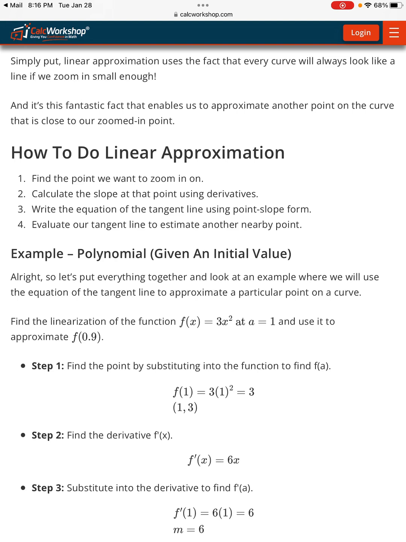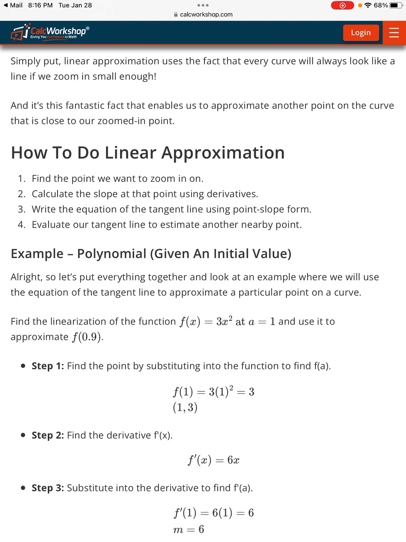Now, how to do linear approximation. When you do this problem coming up, how do you do it? Find the point. Oh, by the way, I want you to take out a piece of paper and write this down so you don't forget it. Are you ready? I want you to write down 2x cubed. 2x cubed. Okay. I'll tell you what to do with that later on.